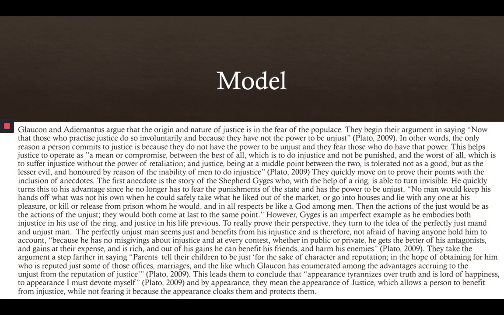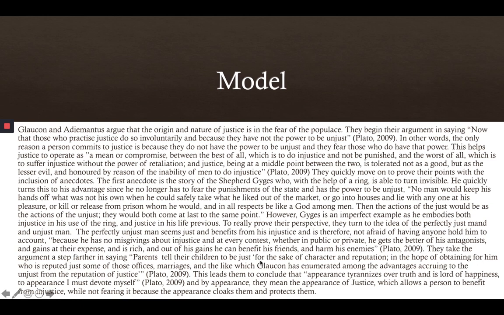Quote, "Because he has no misgivings about injustice, and at every contest, whether in public or private, he gets the better of his antagonists and gains at their expense, and is rich, and out of his gains he can benefit his friends and harm his enemies." His lack of fear allows him to do all these things. And we can move on. They take the argument a step further, saying parents tell their children to be just. The quote shouldn't be, oh, nope, the quote is right there.